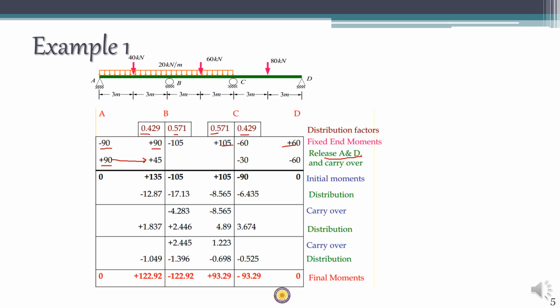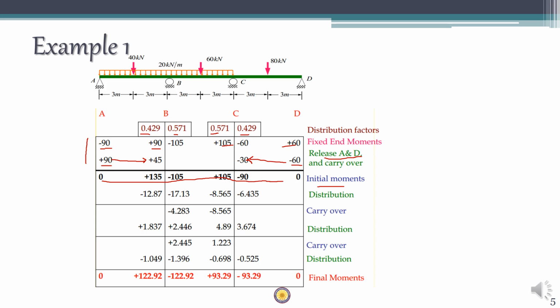Similarly, plus 60 is there. So you apply minus 60 at D, and the far end is C, which is a fixed end because it is an internal joint. So half of 60 will be carried over to here, which means minus 30 will come here. Next, you have to find the initial moments. In order to do that, you add both these rows together, so that you will get this particular line.